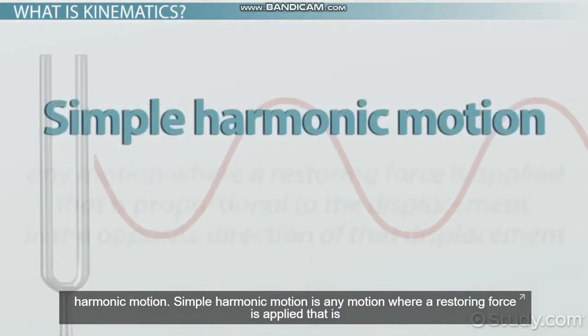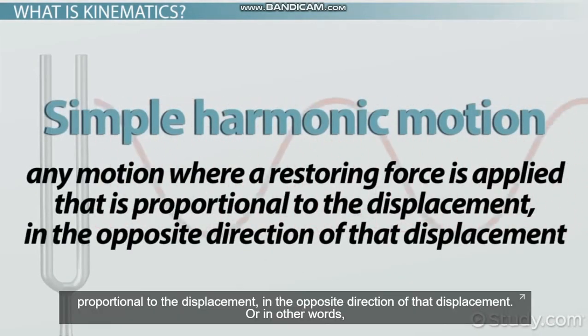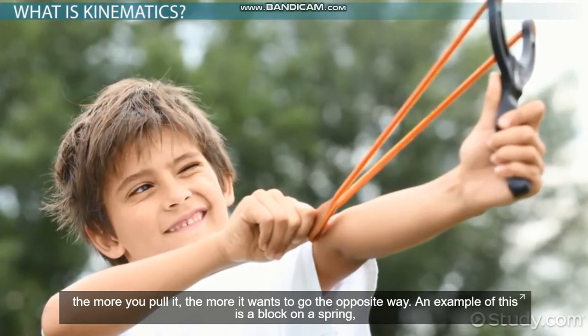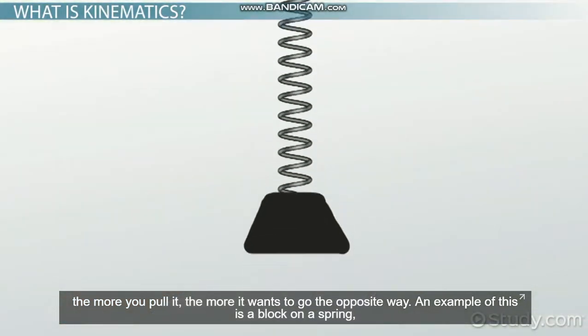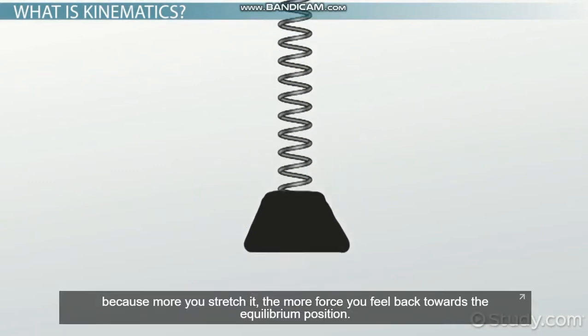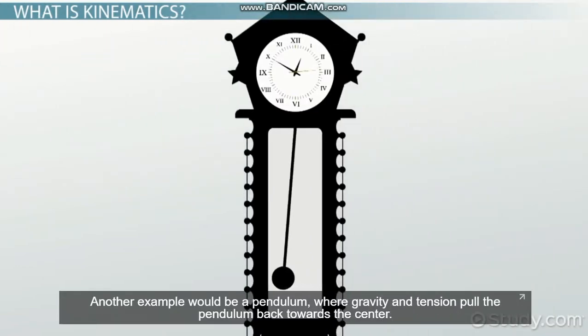Simple harmonic motion is any motion where a restoring force is applied that is proportional to the displacement in the opposite direction of that displacement. Or in other words, the more you pull it, the more it wants to go back the opposite way. An example of this is a block on a spring, because the more you stretch it, the more force you feel back towards the equilibrium position. Another example would be a pendulum, where gravity and tension pull the pendulum back towards the center.